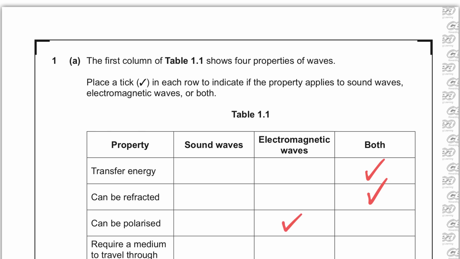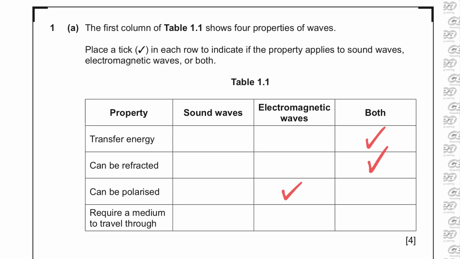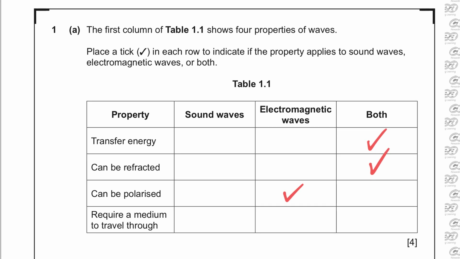Require a medium to travel through. Okay, so that's mechanical waves require a medium, a solid, liquid, gas, etc. And that does apply to sound waves, but it doesn't apply to electromagnetic waves because obviously we can see the stars through the vacuum of space. Electromagnetics, that's one of their key, unique properties, that they can travel through a vacuum. So they don't require a medium, but sound waves do.